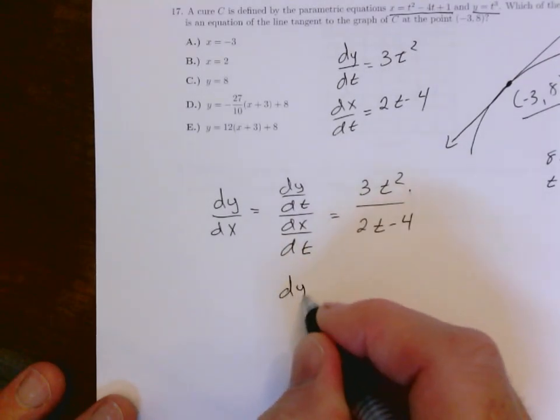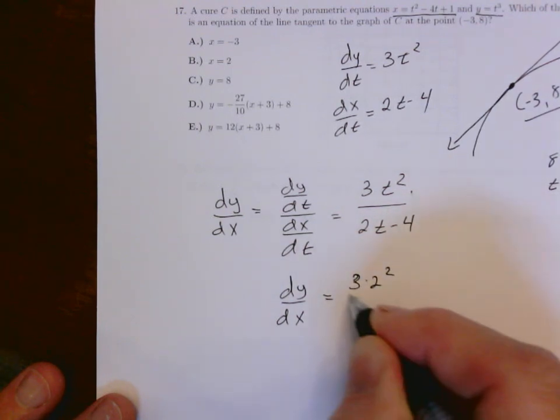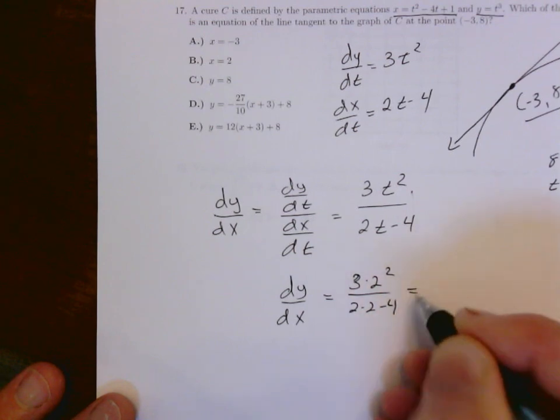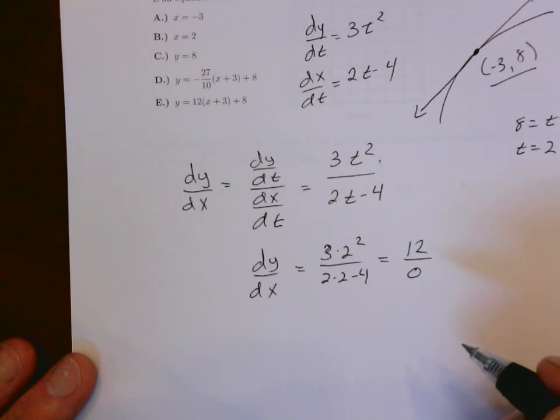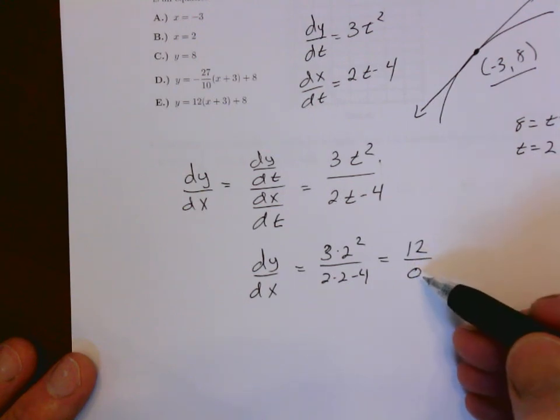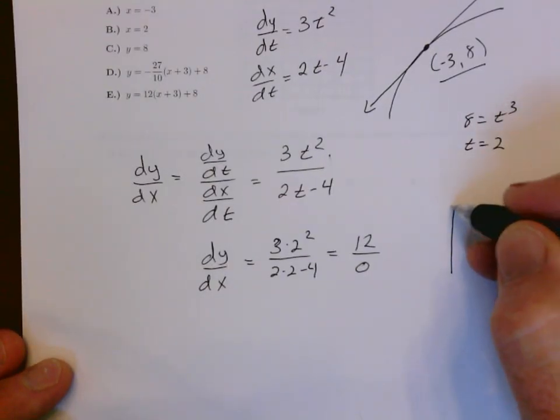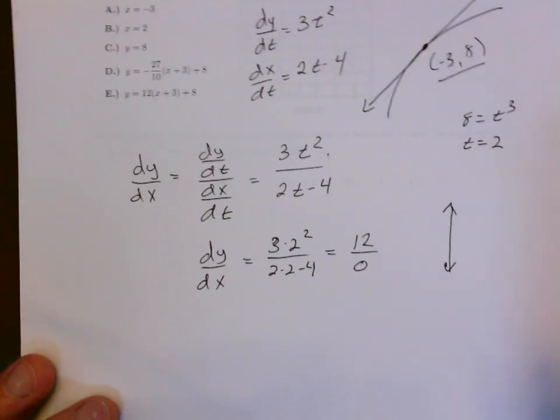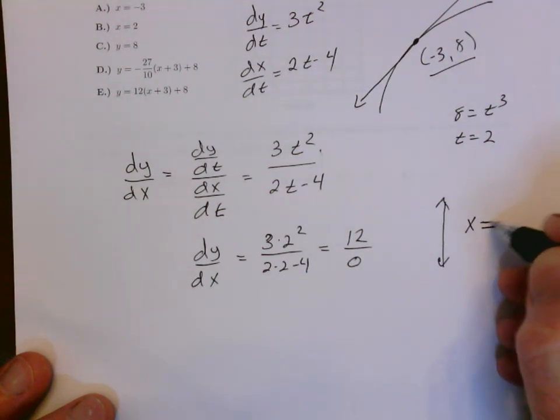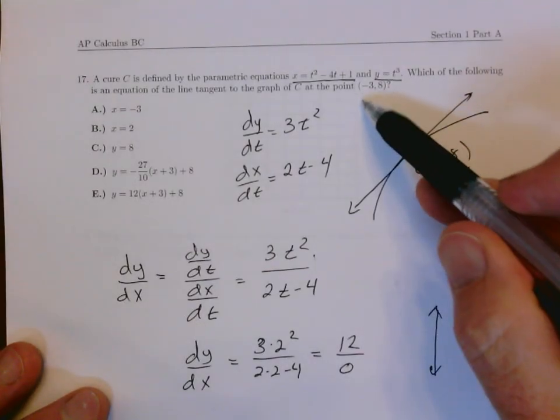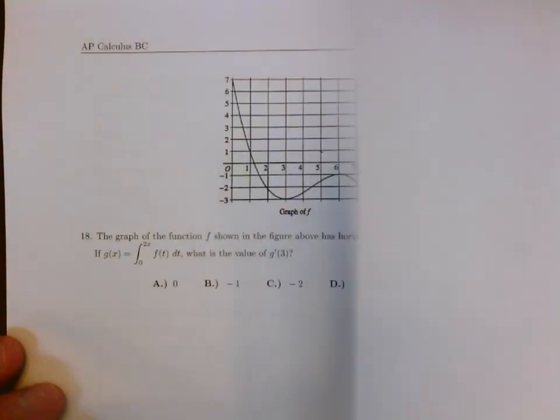So I have dy/dx then equal to 3 times 2 squared over 2 times 2 minus 4, which is equal to 3 times 4, 12, all over 0. What does that mean? We're dividing by 0, which means our slope is undefined, which means our line is actually vertical. You should know that equations of vertical lines are just x is equal to a constant, because the x value does not change. If I go back up to this point, x is equal to -3, so the answer is A. Okay, next question.